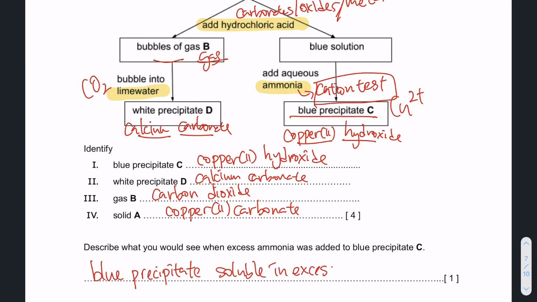And this is not all. We need to tell what color solution forms: a dark blue solution. So that way, we know that definitely this is the copper 2+ ions. Alright? Okay.